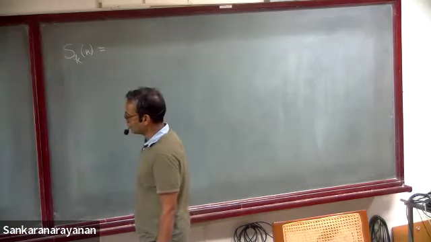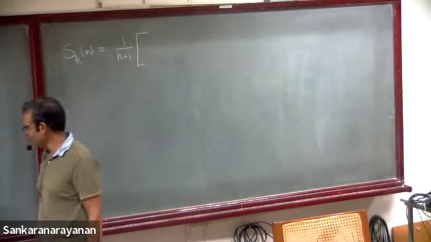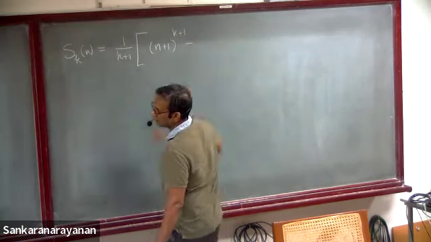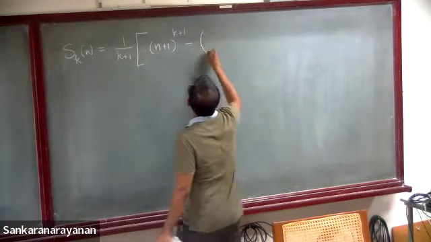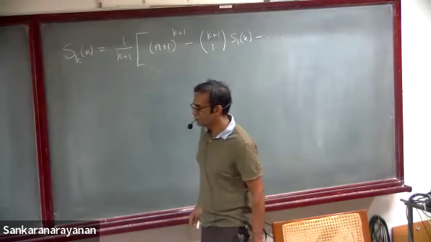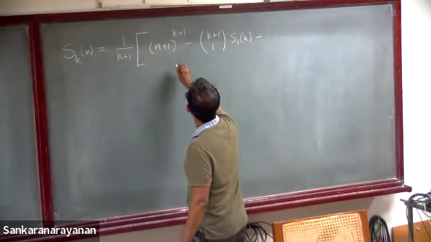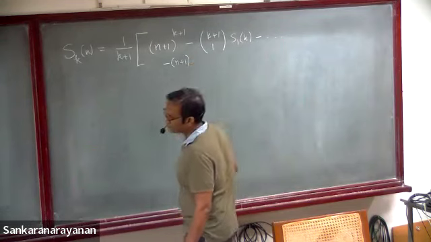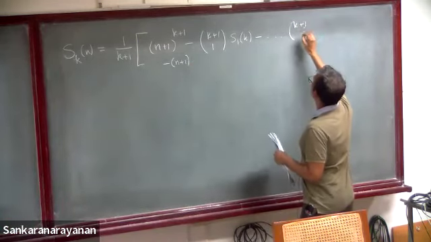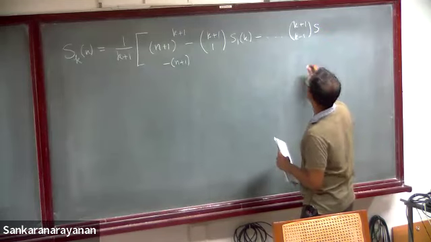So S_k(n), what is that? So k plus 1 choose k is just 1 over k plus 1. That comes out all the way. And then we get n plus 1 to the power k plus 1, minus k plus 1 choose 1, S1, all the way down to, yeah. Oh, I forgot there's a minus n plus 1 as well, right? And it goes all the way up to k plus 1 choose k minus 1, S(k minus 1).